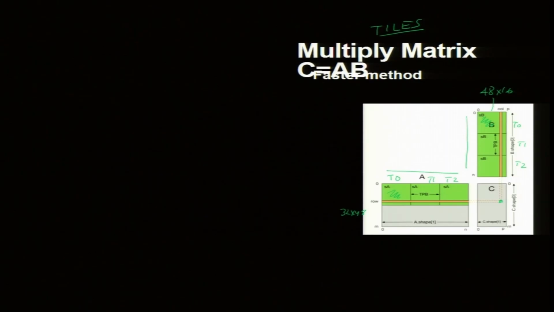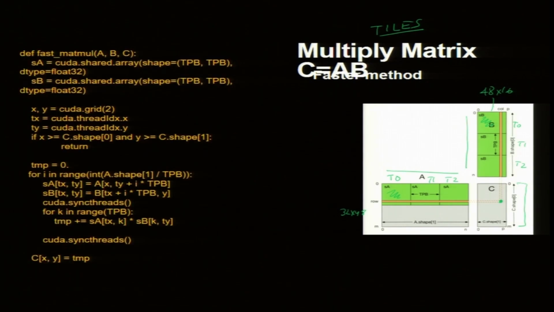So, how many threads do we need to create? Not 16 by 16, but 32 by 16. So, 2 blocks, and each block is 16 by 16. You just think a little bit more after I add the code, and you should be okay. So, this is the code.